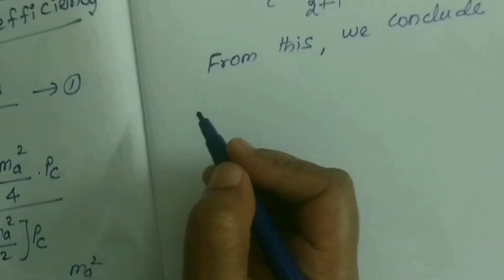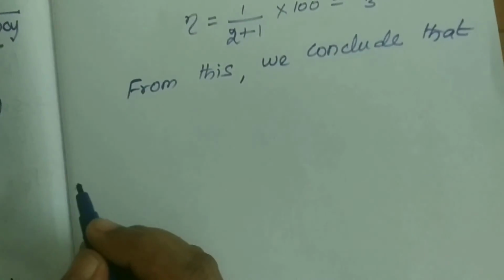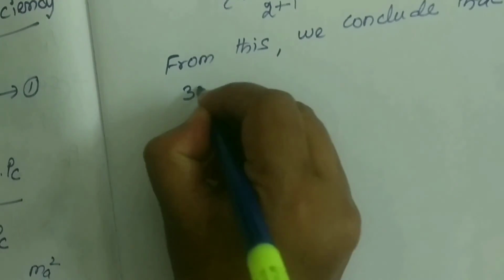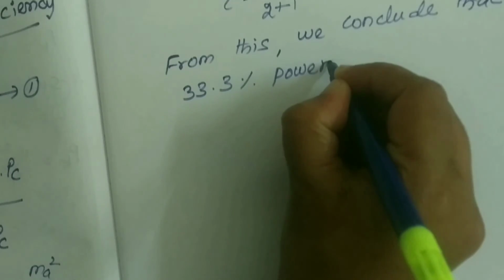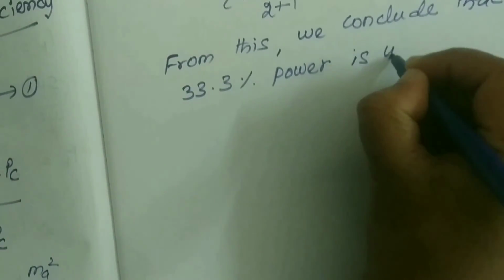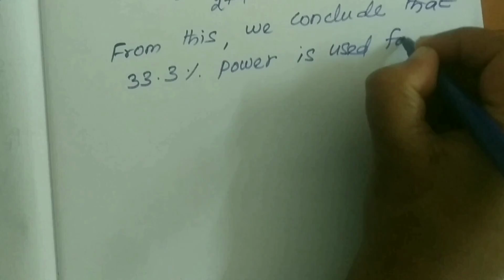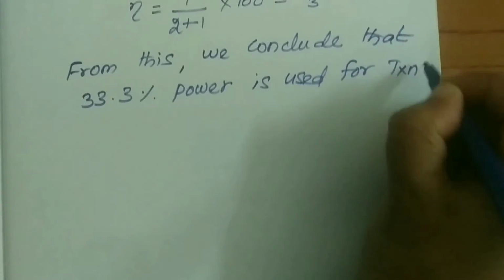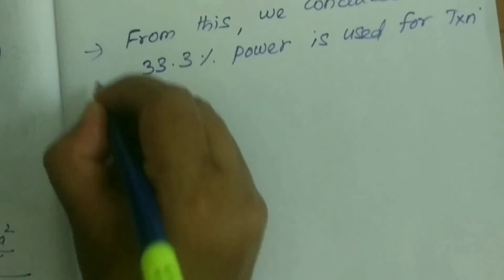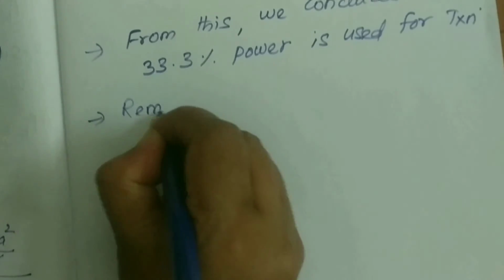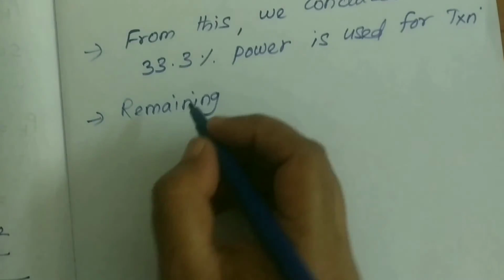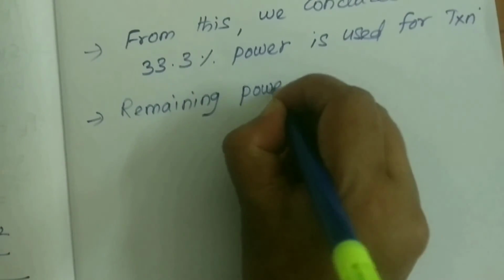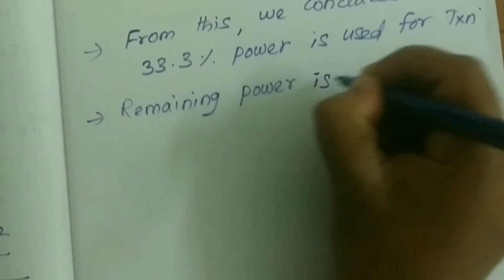So from this we conclude that 33.3 percentage of power is used for transmission and the remaining power is wasted in the carrier signal along with the sidebands. So this is the main drawback of amplitude modulation, because almost 67 percentage of power is wasted in the carrier signal.